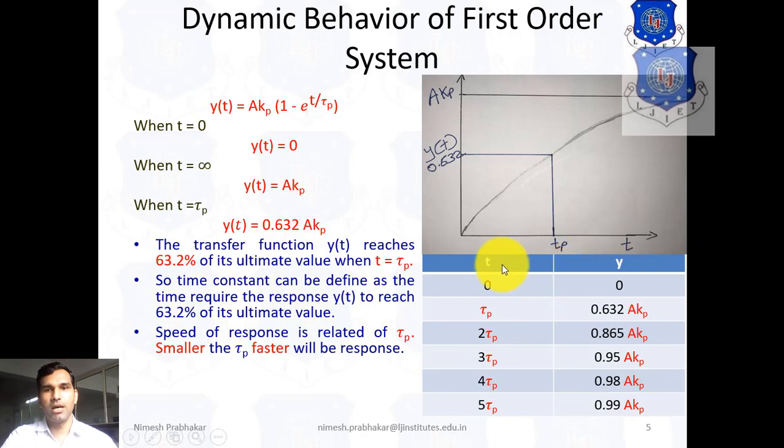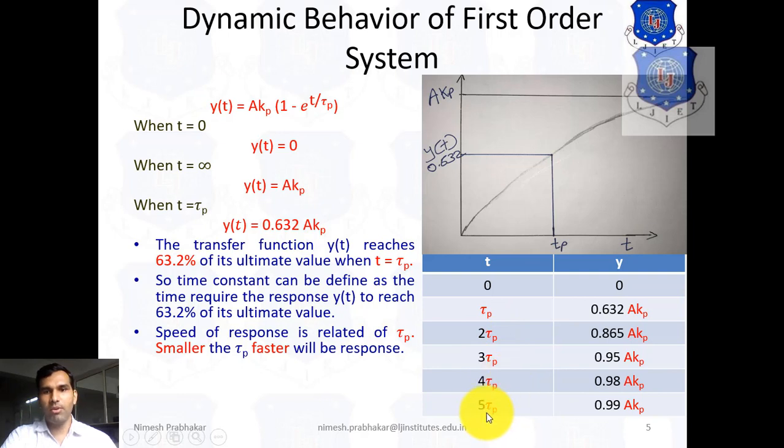So these are the different values. This is a table of the different values of t, and this is the response value. When we put t equals 0 in this equation, we get 0. When we put t equals tau p in this equation, we get 0.632 of the final value, and similarly we can put other values.